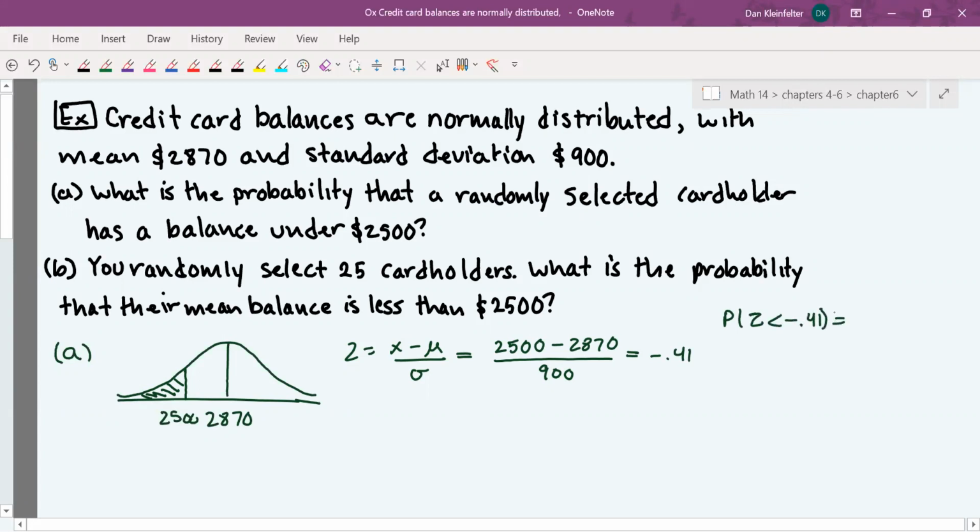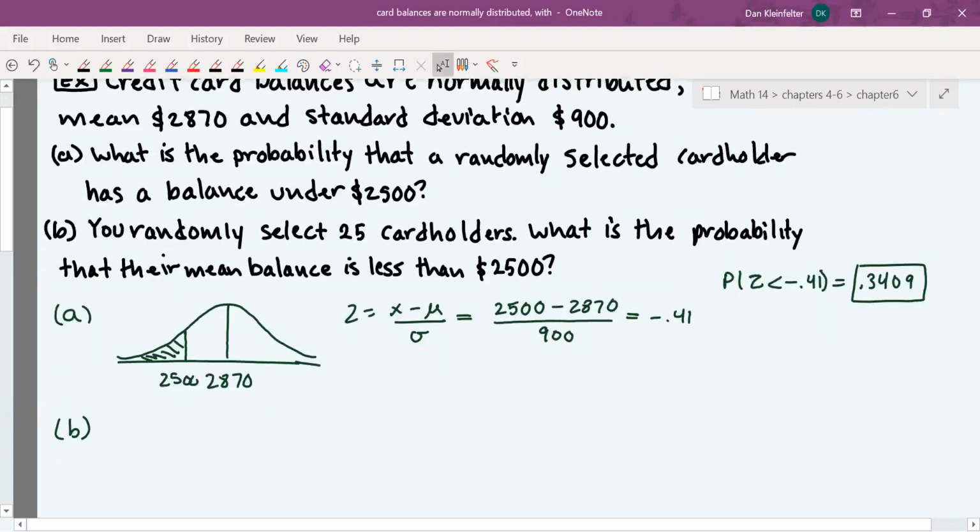And that works out to be 0.3409. Okay, that's a probability on the individual. Now for the second part, we're doing this for 25 cardholders.